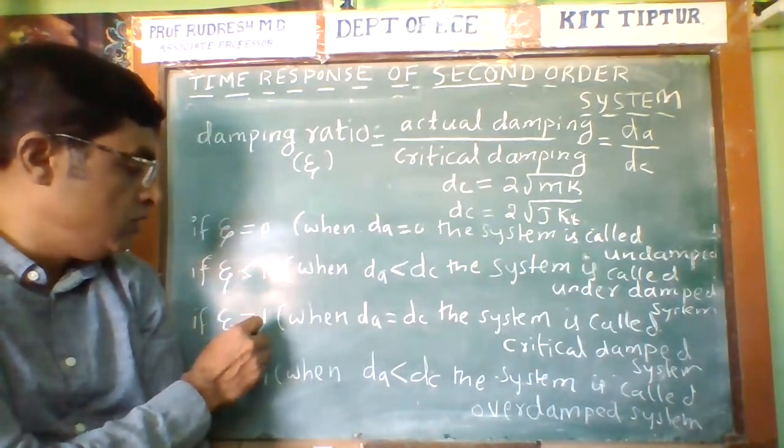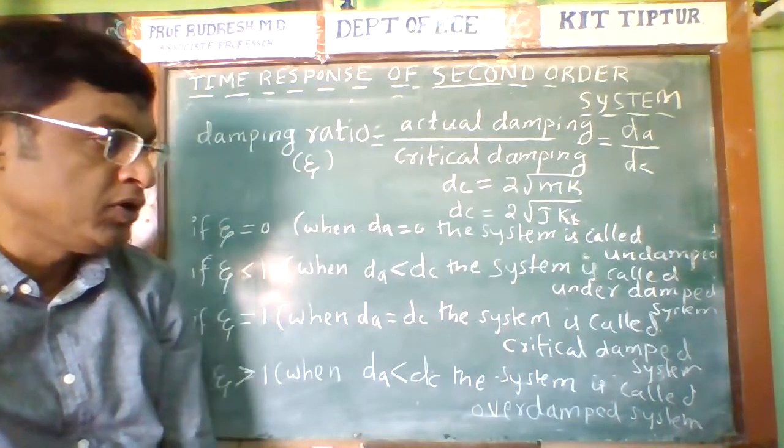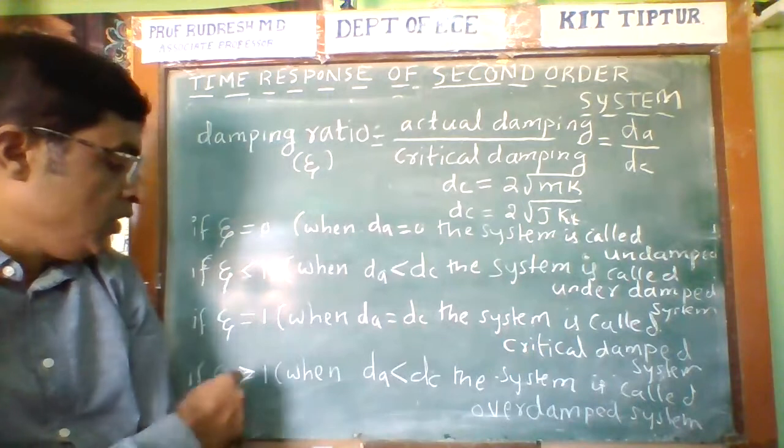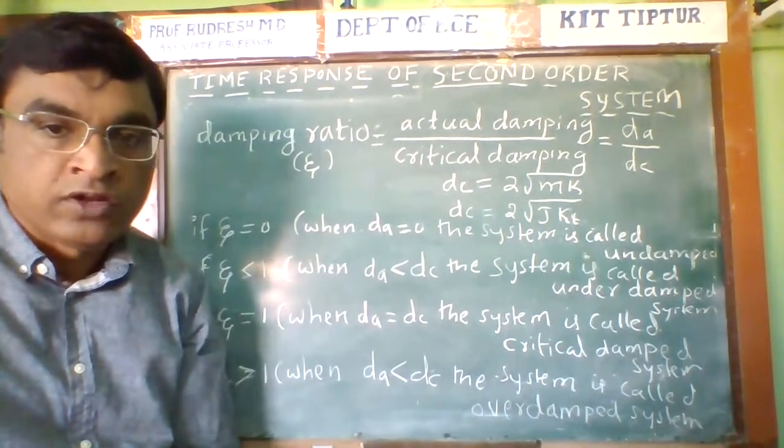If zeta is equal to 1, such a system is called a critically damped system. And if zeta is greater than 1, then it is an overdamped system.